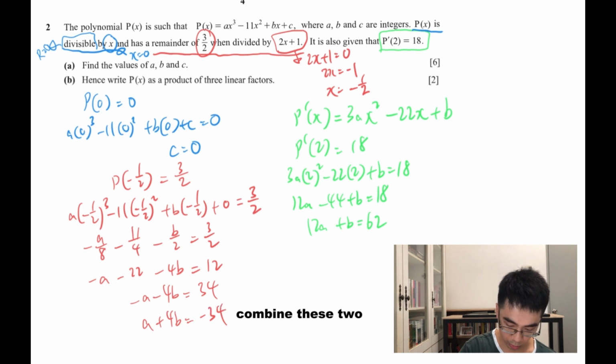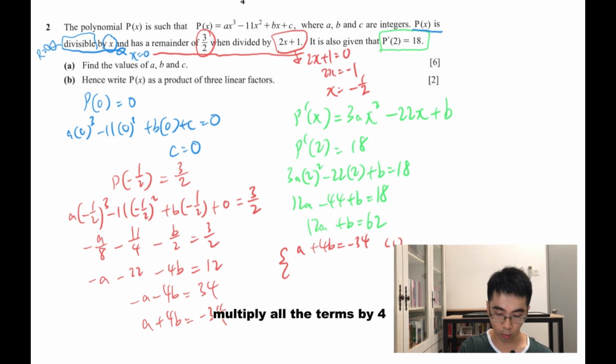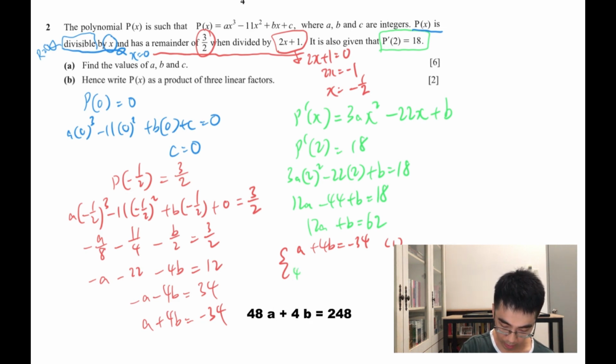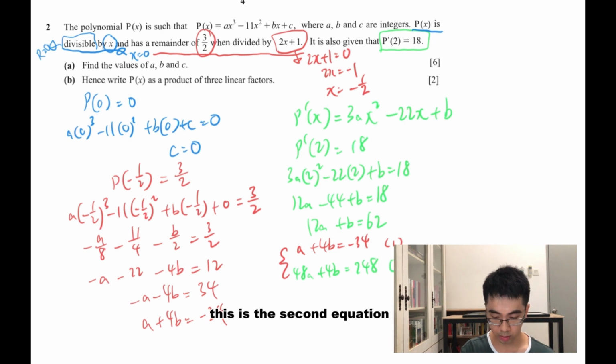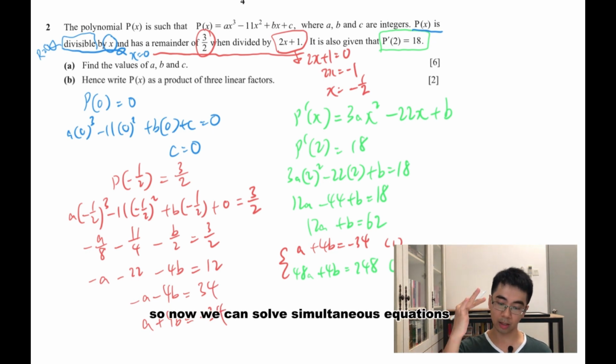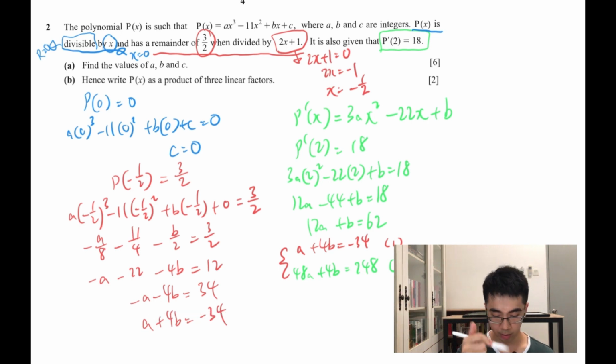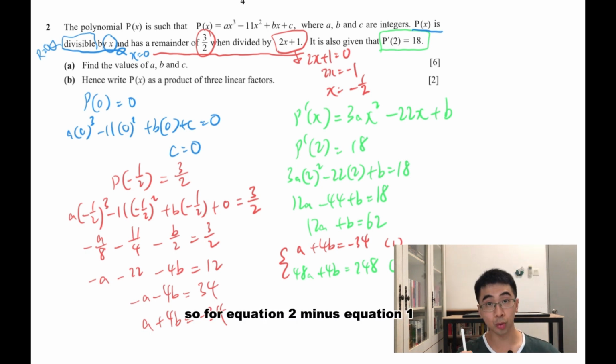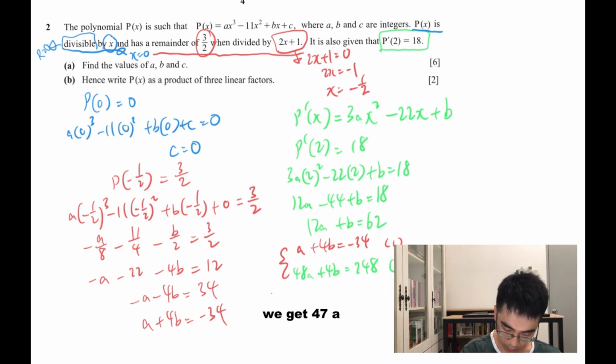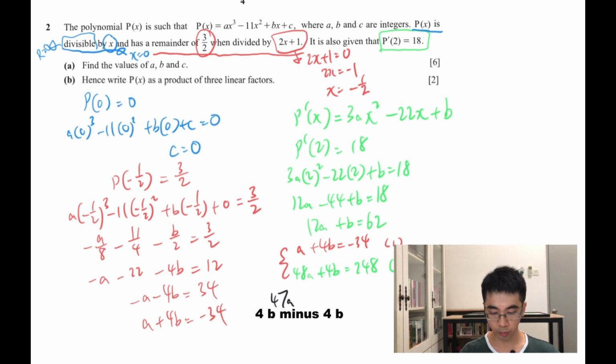So we just combine these two. And for the second equation, I will write it as multiply all the thing by 4, so I can deduct two equation. So here we got 48a plus 4b is equal to 248. This is the second equation. So now we can just substitute two things. Oh no, deduct two equation. So for equation 2 minus equation 1, we got 47a, or 4b minus 4b, it disappears.